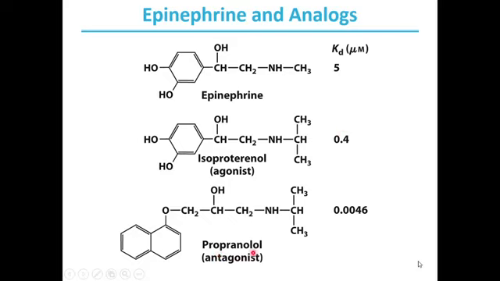Whereas propranolol is an antagonist, which means it has extremely high affinity for the receptor. And that is given by the Kd value, right? Because of this extremely high affinity, the binding of this particular compound to the receptor is really high, and this will not dissociate from the receptor, and hence it acts as an antagonist.